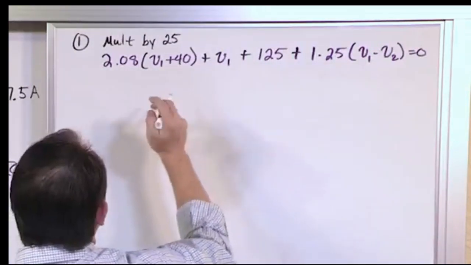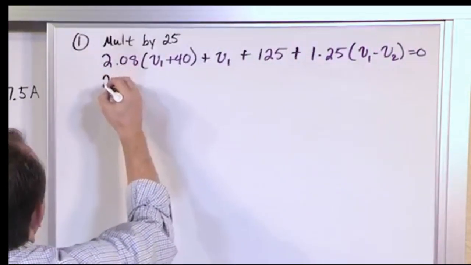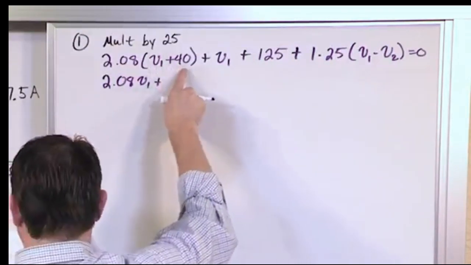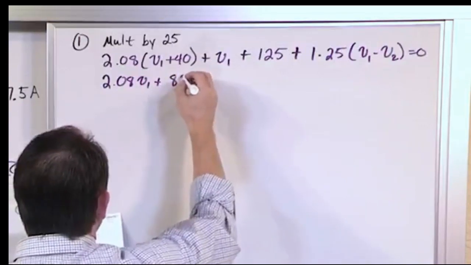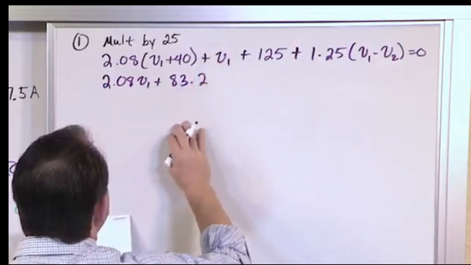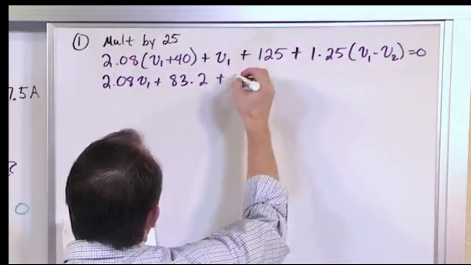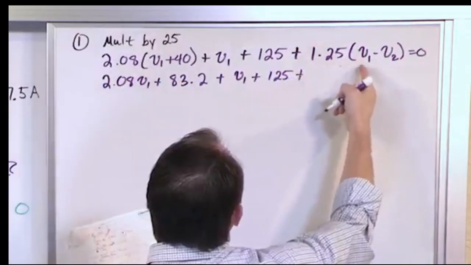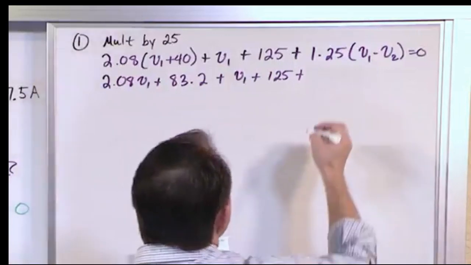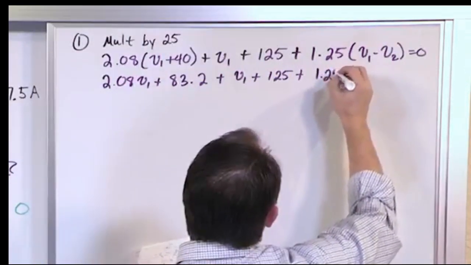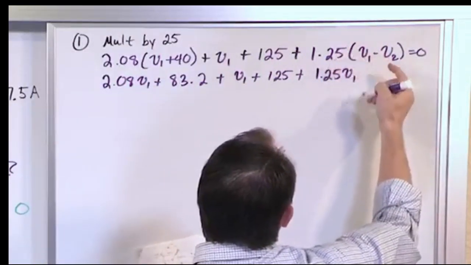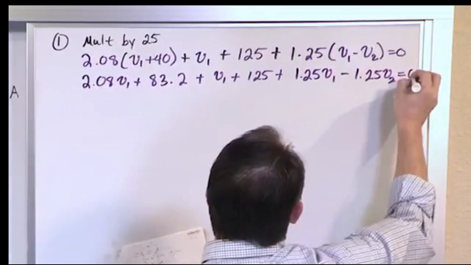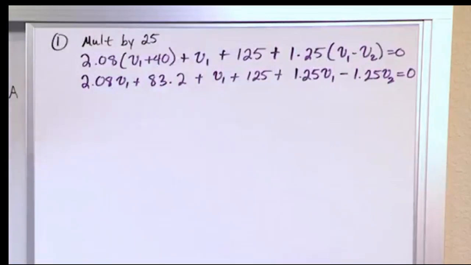So let's multiply inside here. We'll have 2.08 V1 plus 2.08 times 40 is 83.2. Then we'll have plus the V1 here, plus the 125, plus 1.25 times V1, 1.25 V1, 1.25 times V2 equals 0. So we have the entire equation there.